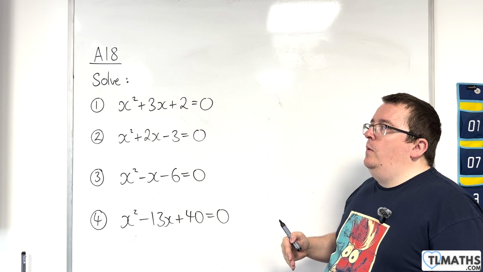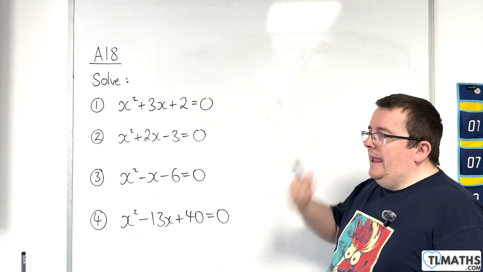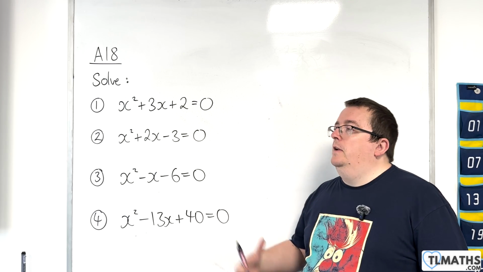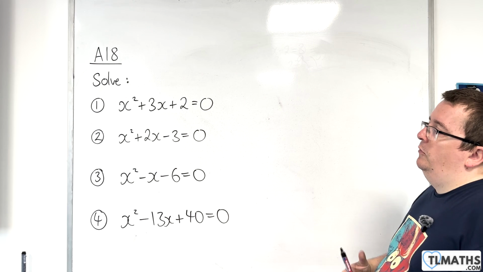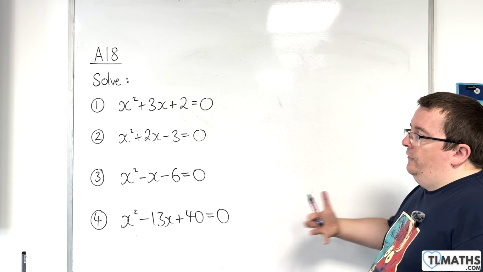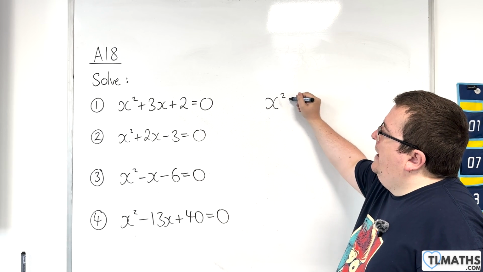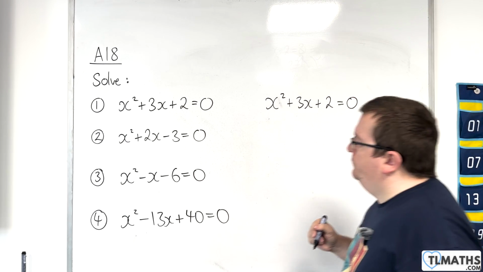So this is where we have to factorise into 2 brackets. Again, I have gone through factorising into 2 brackets in a previous section. So assuming that you have seen that and that you are able to work through that, let's plough on with these examples. So first one, x squared plus 3x plus 2 is equal to 0.